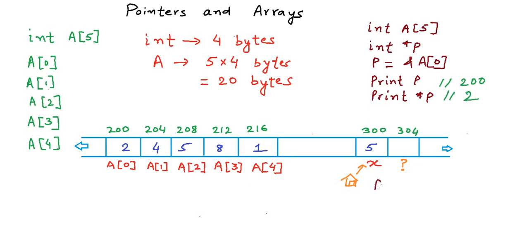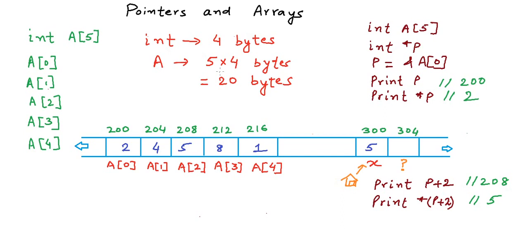Now if I want to print p + 1, then the address would be 204, and if I dereference p + 1 and try to print this value, then it will be 4. And similarly, if we wanted the third element in the array, we could do *(p + 2) here. So pointer arithmetic makes sense in the case of arrays, because we know what is in the adjacent location.